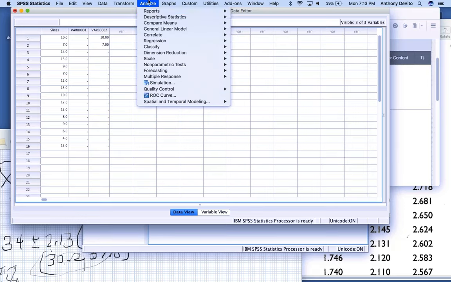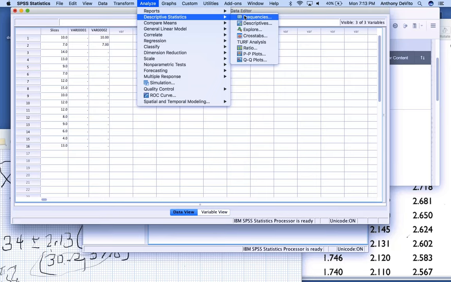Okay, so now I'm going to do my calculation. I'm going to go up to Analyze. I'm going to go to Descriptive Statistics, and I'm going to go past frequencies. Frequencies is usually used for nominal variables. You're going to do counts, right? You're going to count the number of left-handers and number of right-handers. I'm going to count the number of people in this age range, this age range, this age range. I'm going to count the number of redheads, brunettes, blondes, so on and so forth. So I'm going to go instead to either descriptives or explore.